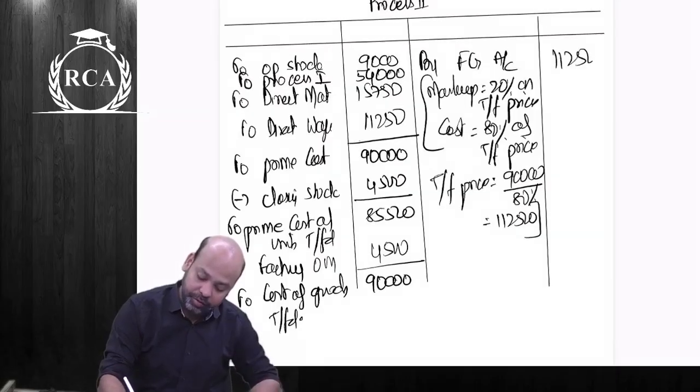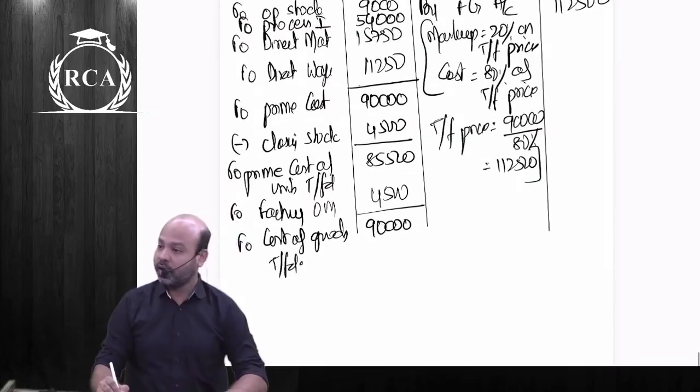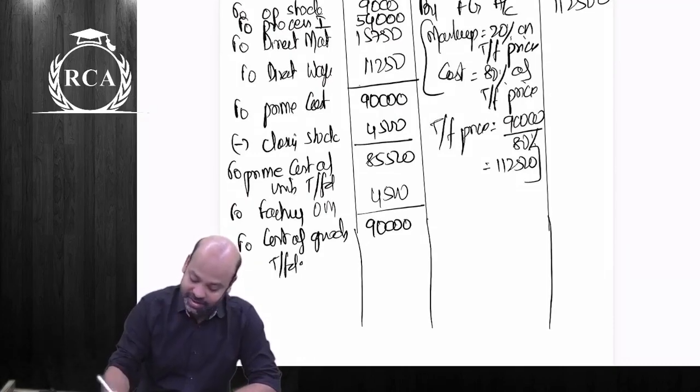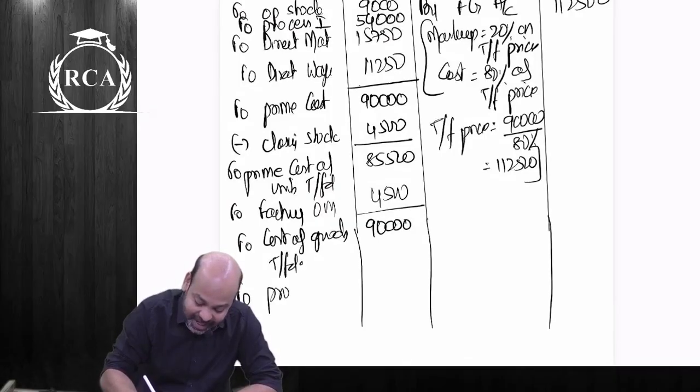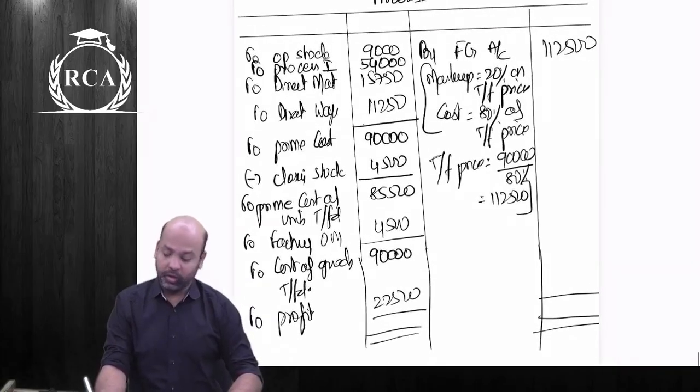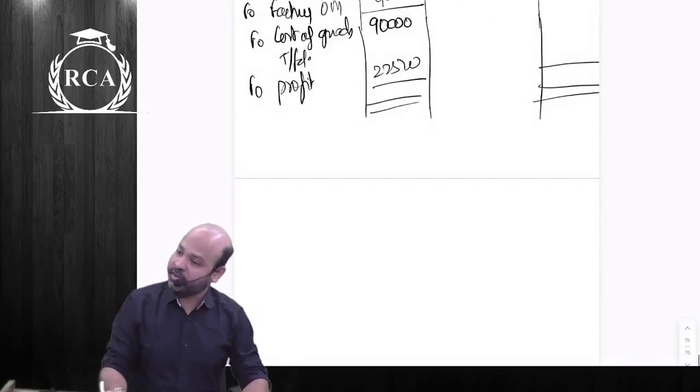So what is the profit booked by process 2? The amount of profit is 22,500. This is the amount of profit booked by process 2. Are we clear about this, guys? Yes or no? Next.